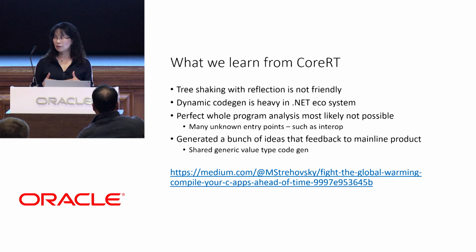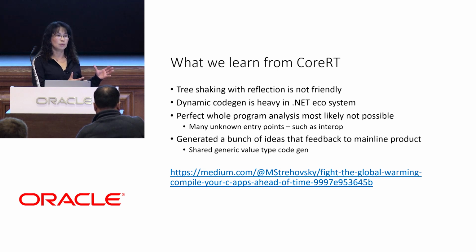So you're going to find your customers, all the different ones. One wants a servicing guarantee, quality guarantee. The other one says, I don't care, please give me as much speed as you can, right? But we generated a bunch of ideas and actually gave feedback to the mainline product. The third generation of AOT is a large chunk of the work from CoreRT, where we built a compiler, and we brought it back to CrossGen.